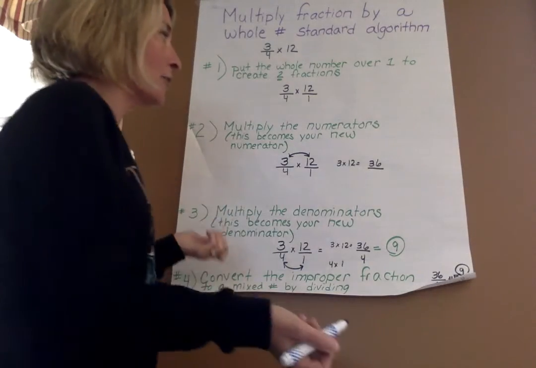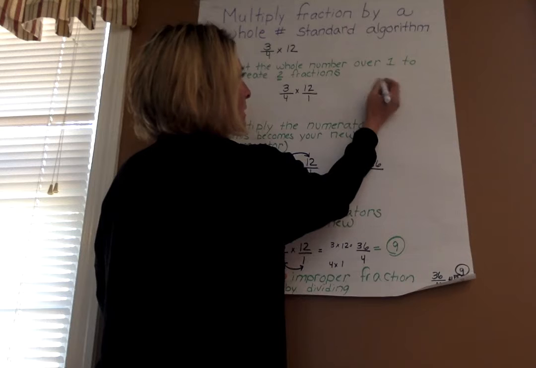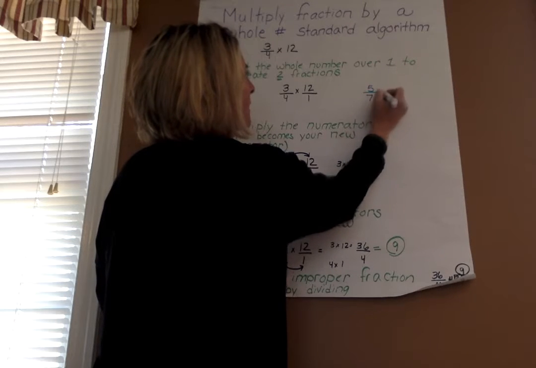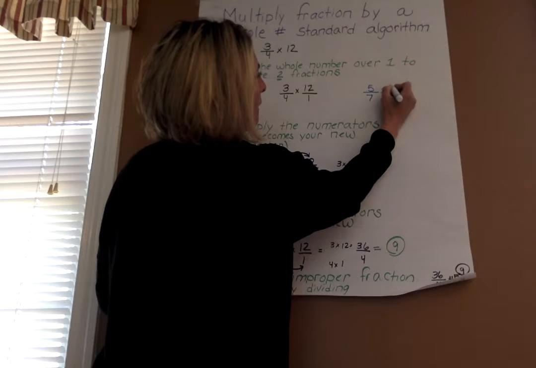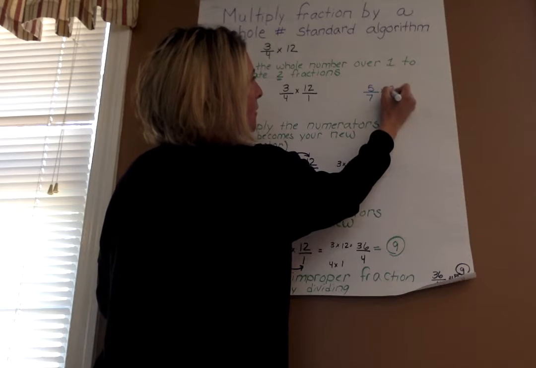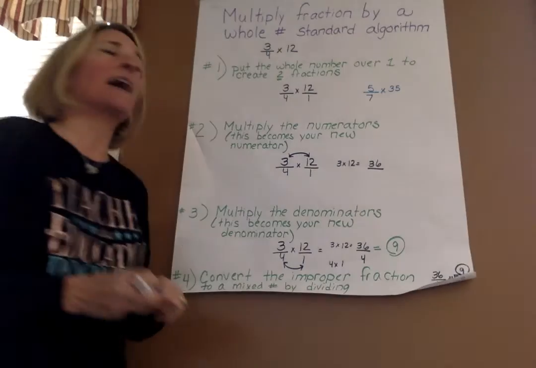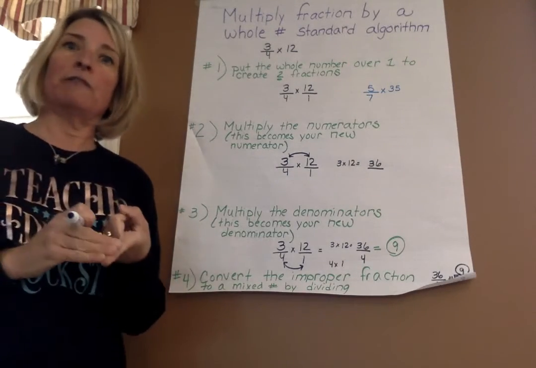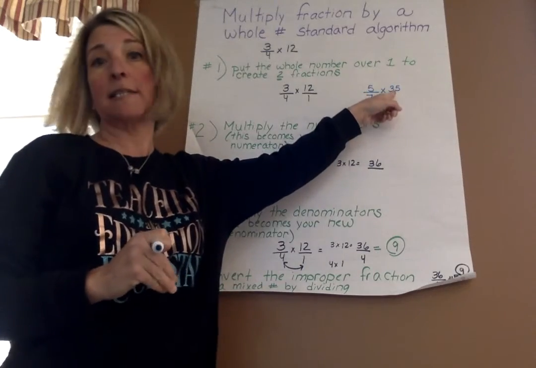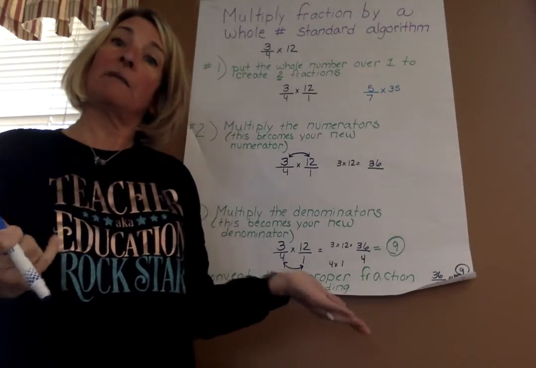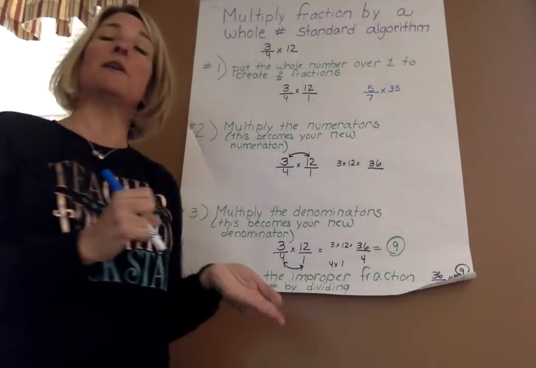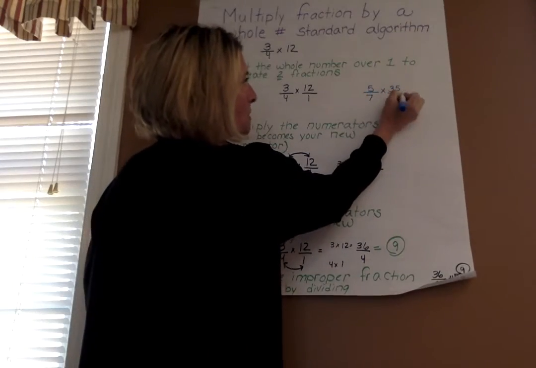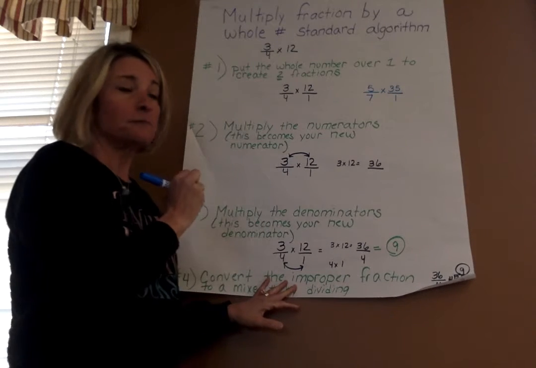So let's say we had another one. Say we had 5/7 of, let's say 35. Okay, so 5/7 of 35. That's kind of a tricky one. You could do an array, but you'd have to do the 35 dots. You could do a tape diagram, which is fine. That works out well. Or we could do the standard algorithm. So to do the standard algorithm, first thing I'm going to do is put that over 1.